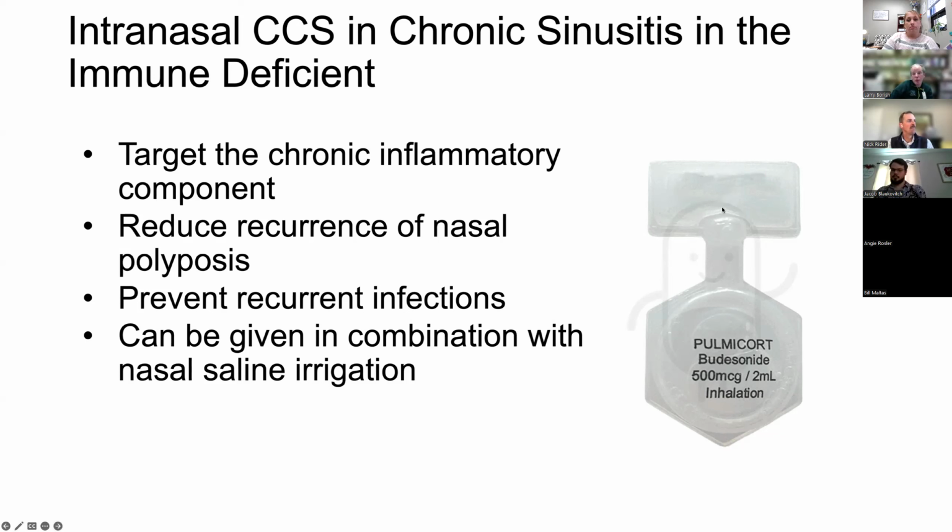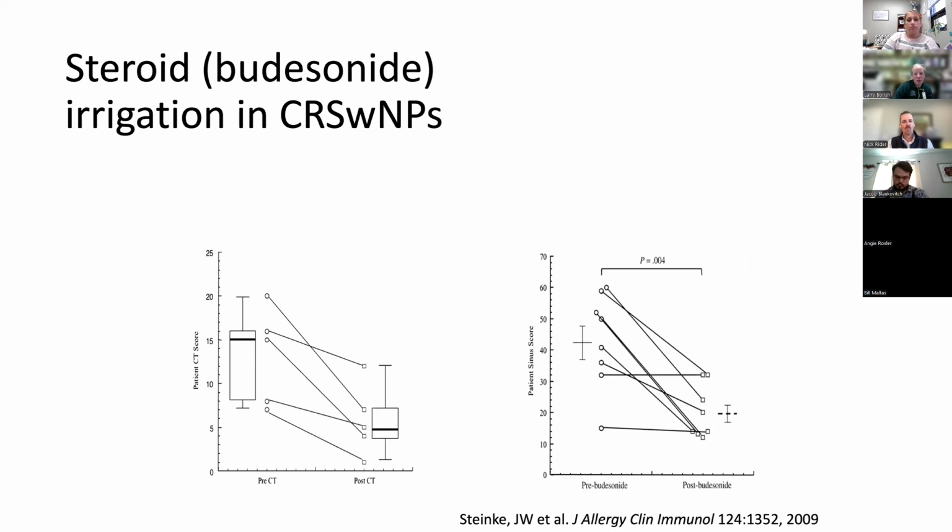In this case, you just break off the tab and you pour this 2 ml content into the Neilmed bottle and then do that irrigation once or twice a day. And you're using either the Neilmed bottle or a neti pot as a really great drug delivery device.